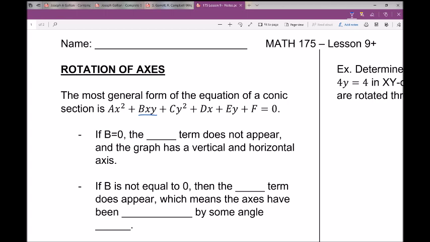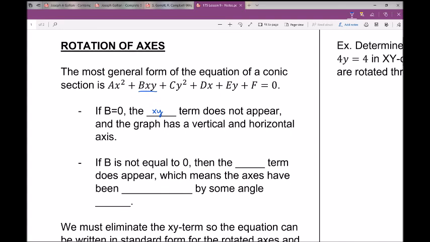So if b is equal to 0, the xy term does not appear and the graph has a vertical and horizontal axis. So that's the case that we did in the previous conic section videos. But now, if b is not equal to 0, so if the xy term appears, this means that the axes have been rotated by some angle theta.